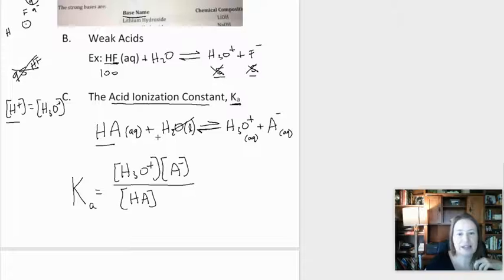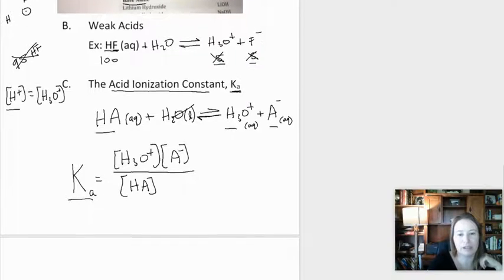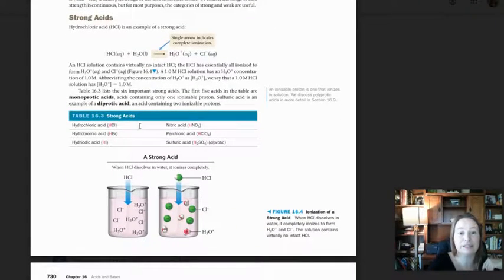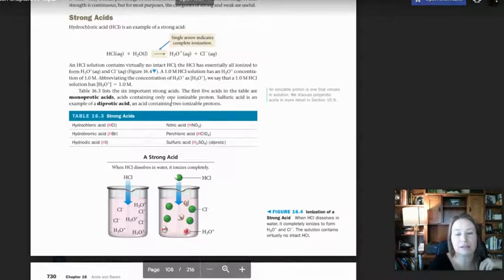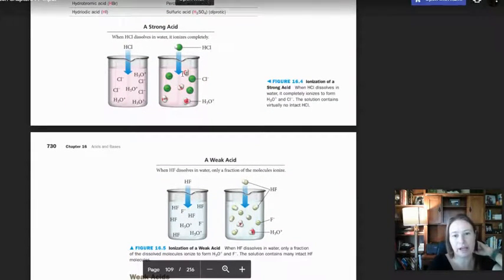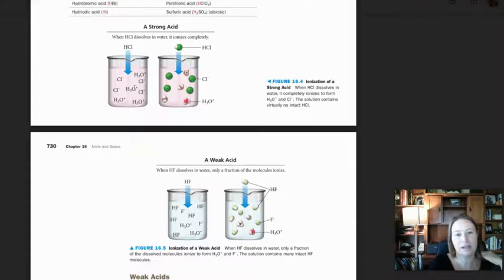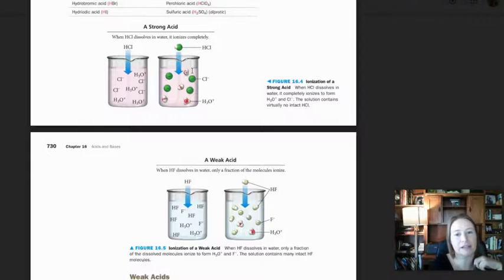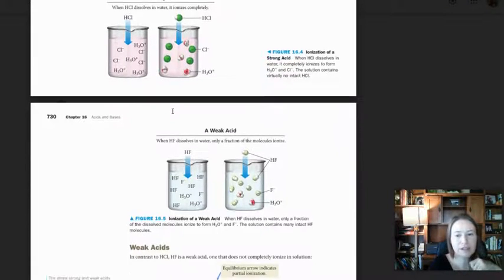Okay, so what does that mean? That means that I can judge how much product is going to be given off if I know the Ka values. For example, let's look in your book. Down here, your book has a table listing the strong acids as well. If you want to use that to study them, you can. And then they have these little diagrams. Look at the strong acid. All of the HCl that they're adding here is going to separate into Cl minus and H3O plus, and they show you the little diagrams there.